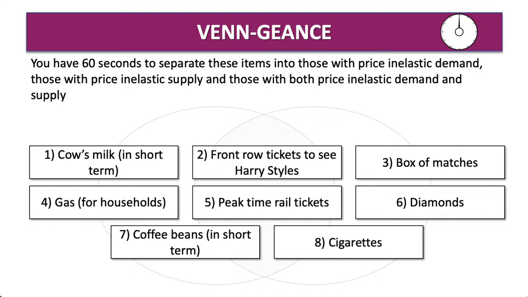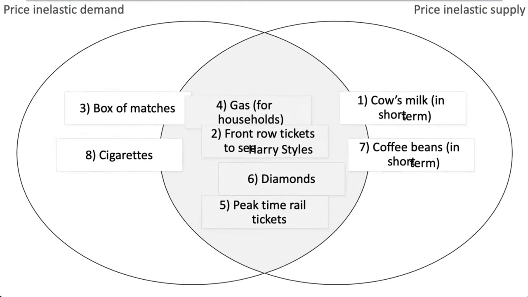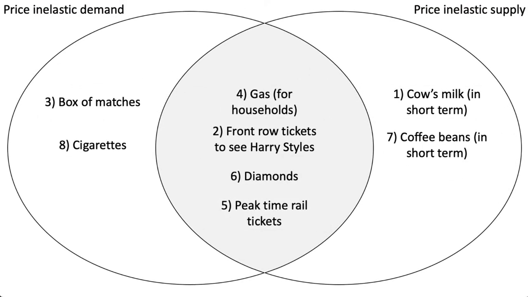Het says for inelastic demand, gas, cigarettes, box of matches and peak rail tickets. Few more answers coming through. Let's take a look, and then we'll go to the explanations.